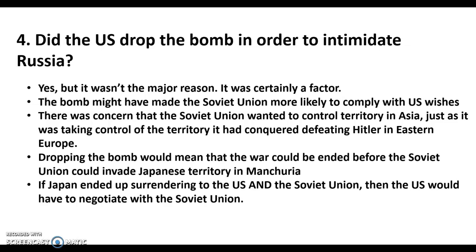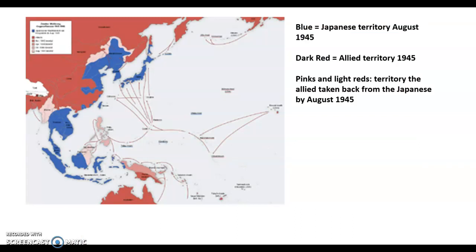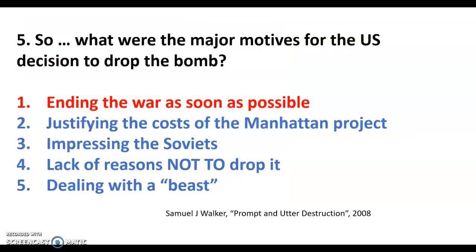So dropping a great big atomic bomb was basically saying to the Soviet Union, hey, we've got a great big bomb, don't mess with us. So this is what historians today believe were the major motives for the US decision to drop the bomb. Number one was absolutely, definitely ending the war as soon as possible. That was what Truman and Stimson and all the decision makers in the US wanted to do. They wanted the war finished.